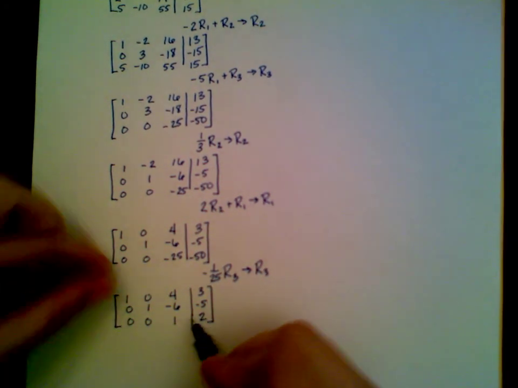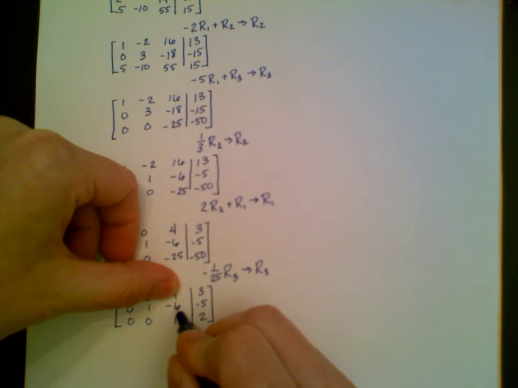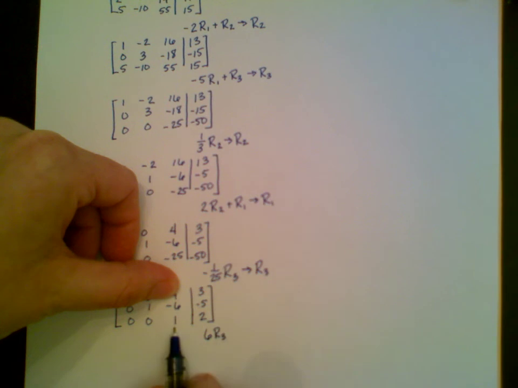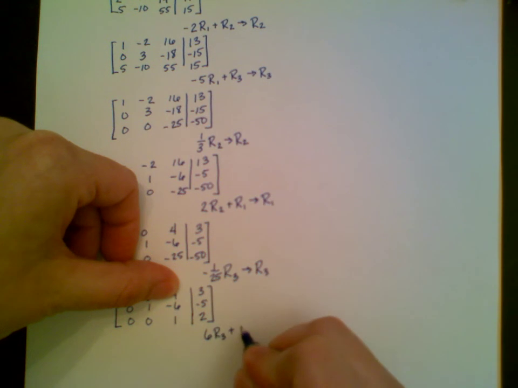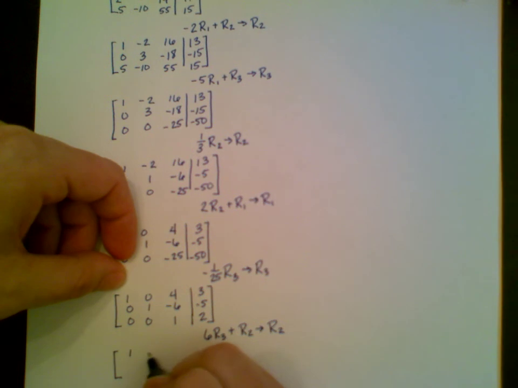Let's go ahead and do the negative 6 first. So in order to change this negative 6 into a 0, I'll need to add 6 to it. So 6 times row 3, because that's where the 1 is, plus row 2, and I'll store that in row 2. Alright, so row 1 isn't changing. I'll just recopy that.